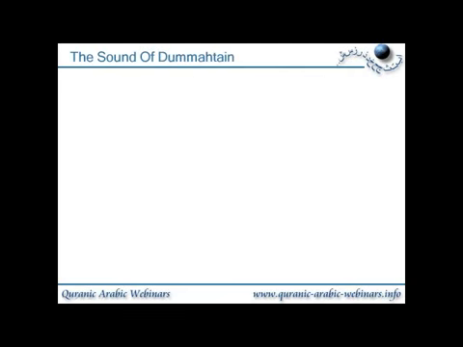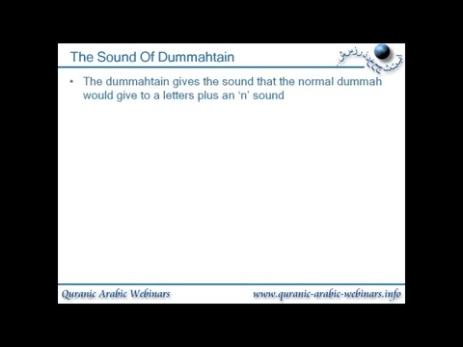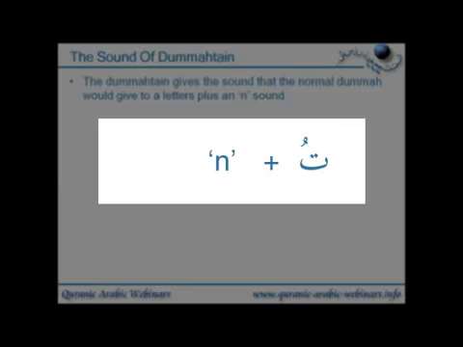The sound of the Dummahtain. The Dummahtain gives the sound that the normal Dhamma would give to a letter plus an N sound. So here we have the letter Ta with a Dhamma giving the sound Tu. With an N sound added to it, it will be Tun. So again, the Ta with Dummahtain gives the sound of Tun.